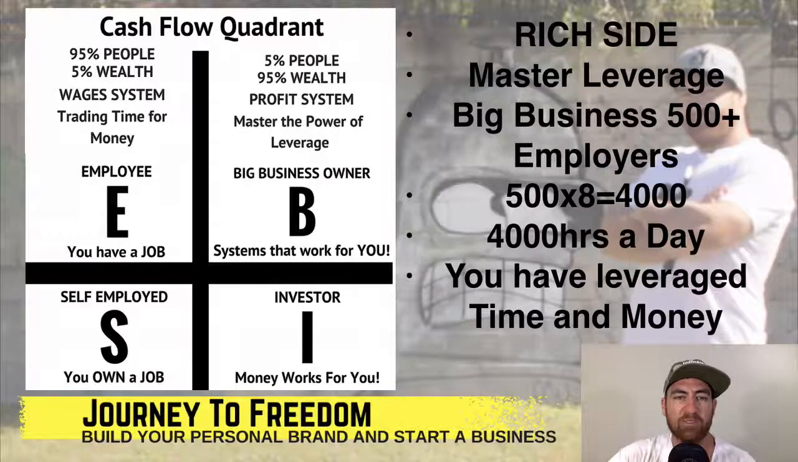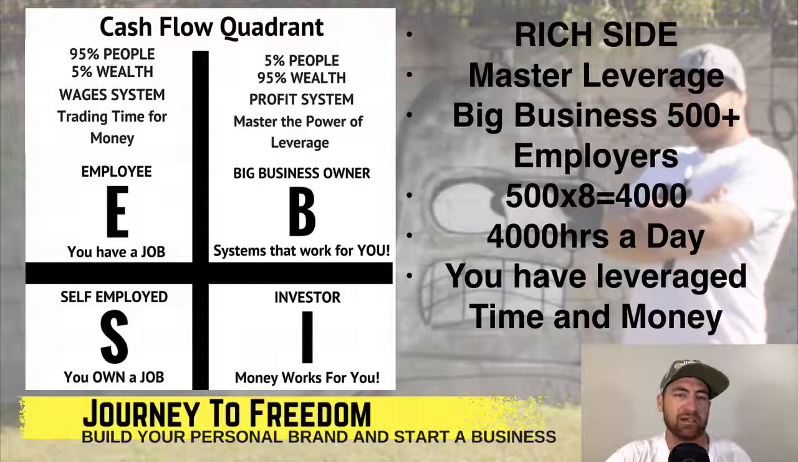So let's talk about B. You're a big business owner. If you look at a big business, they may employ 500 plus employees. If each of these employees works 8 hours a day, 500 times 8 equals 4,000 hours a day. So when you have a big business, you have employees working 4,000 hours a day. You have leveraged time for money. If you're a business owner, you've created 4,000 hours in a day, and with 4,000 hours a day, you can achieve a lot.